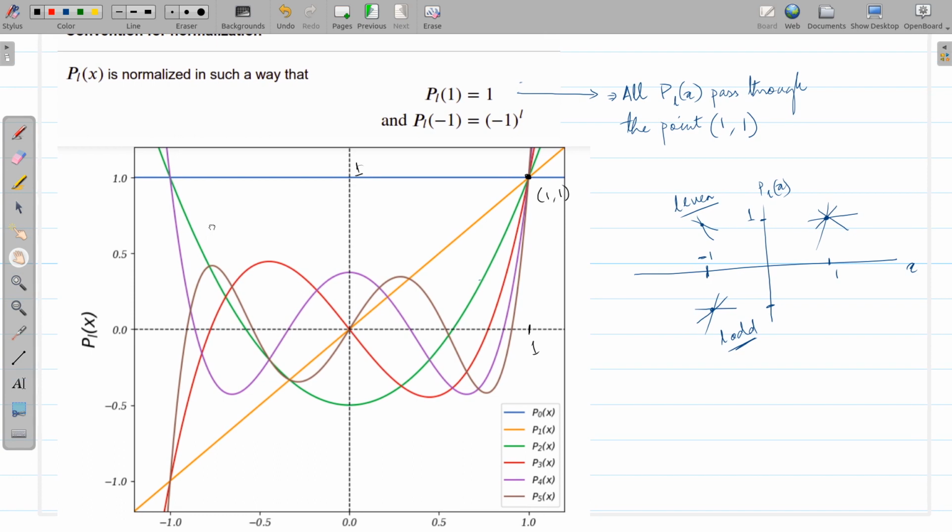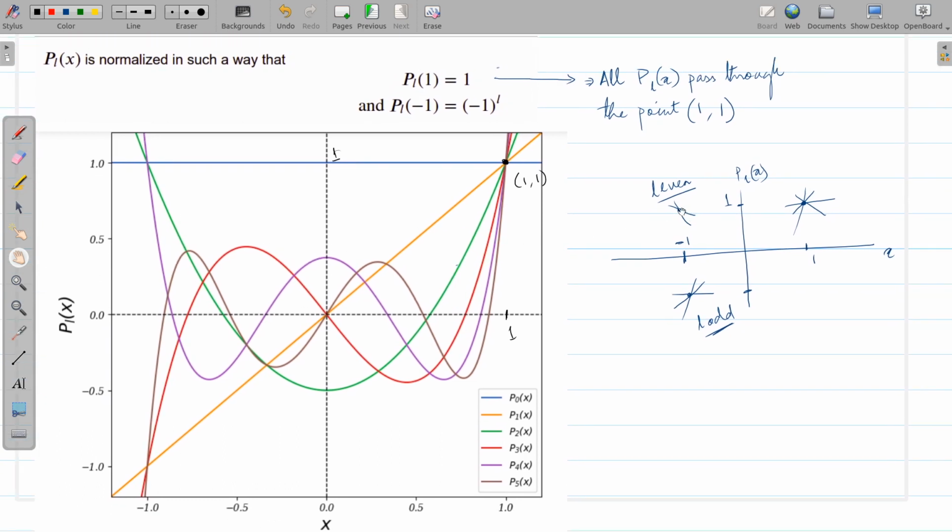Is this clear? Okay, then what about this one? If L is even, then they'll pass through this point. Here this is minus 1, this is plus 1, and on this side we have minus 1 for the y-axis. So this point is minus 1 comma plus 1, and this point is minus 1 comma minus 1. We said that if it is even, it will pass through this point. You can see it for yourself.